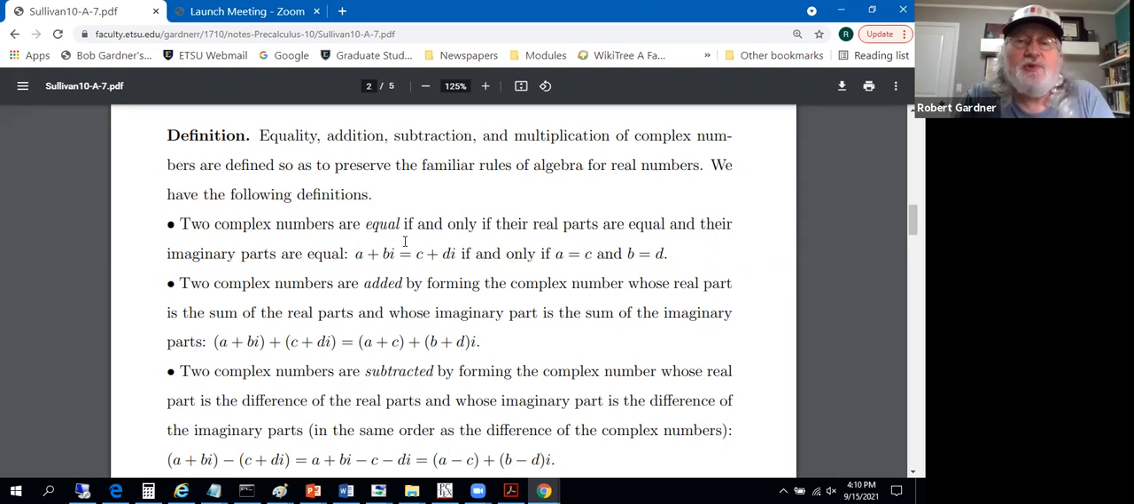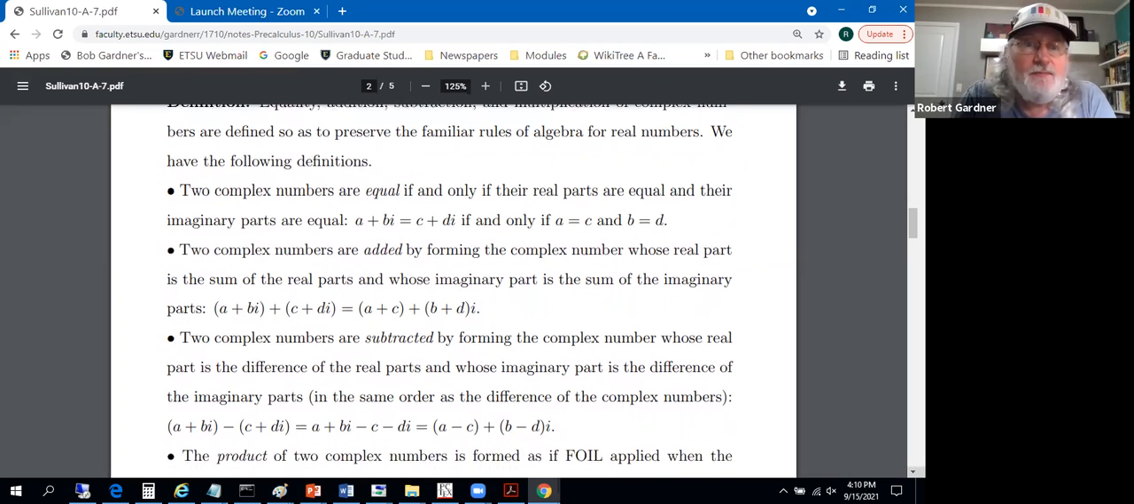Two complex numbers are equal if and only if their real parts are equal and their imaginary parts are equal. That is, a plus bi equals c plus di, if and only if a equals c and b equals d, as stated, which makes perfect sense.